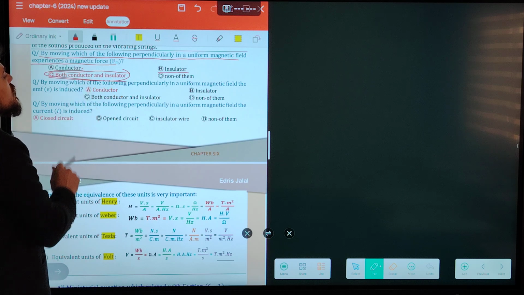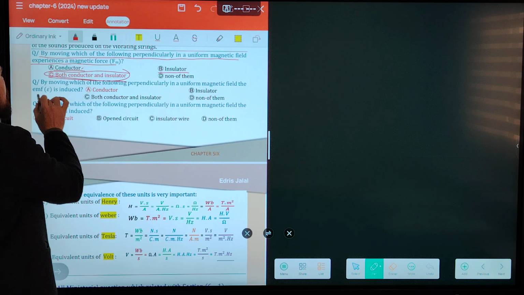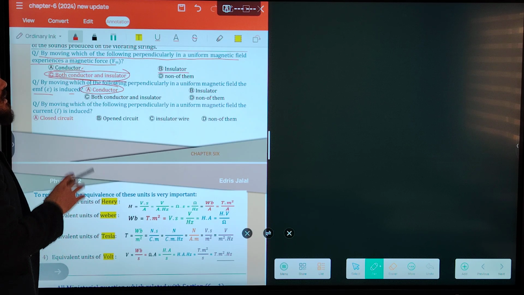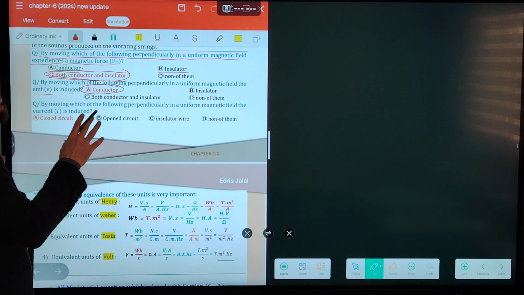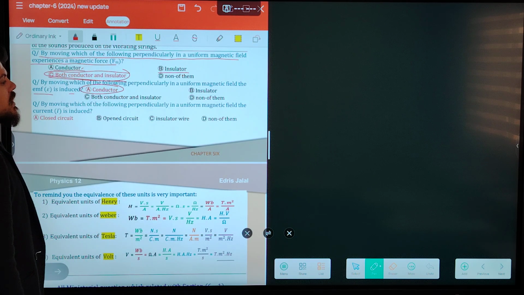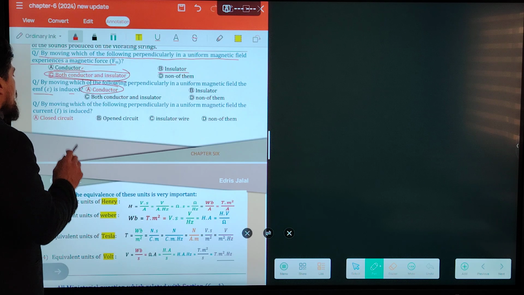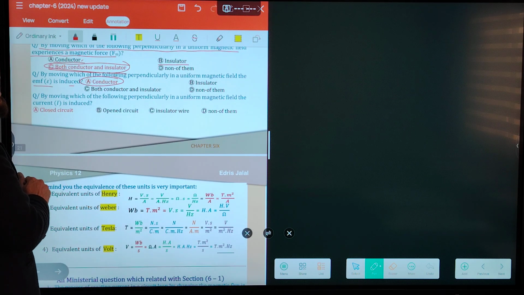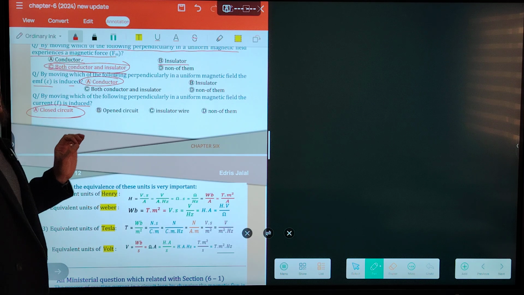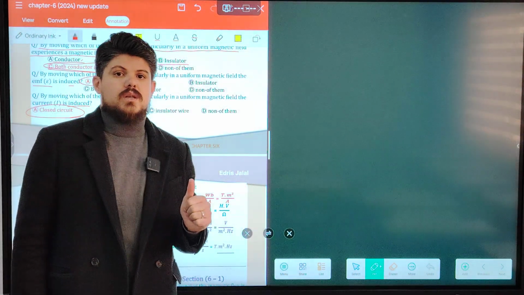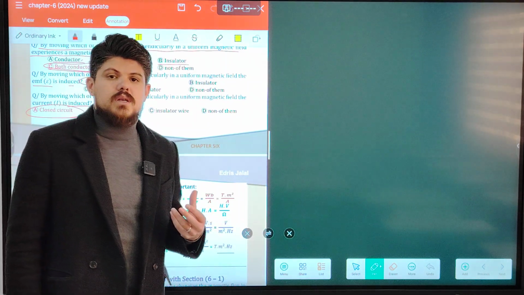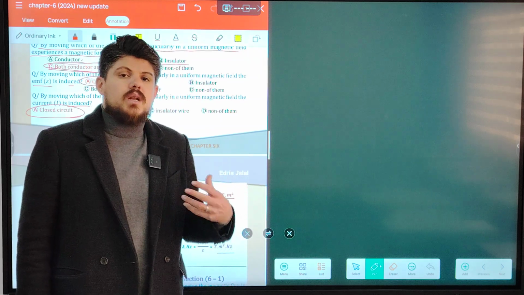Another question: by moving which of the following perpendicular to a uniform magnetic field is EMF induced? Only by moving a conductor. But by moving an insulator, EMF is not induced, current is not induced. But by moving an insulator, the magnetic force still acts on the insulator. By moving which of the following perpendicular to a uniform magnetic field is current induced? Closed circuit. Why? Because current is induced only in a closed circuit. It's not like EMF, electromotive force. Electromotive force can be induced in both open circuit and closed circuit.